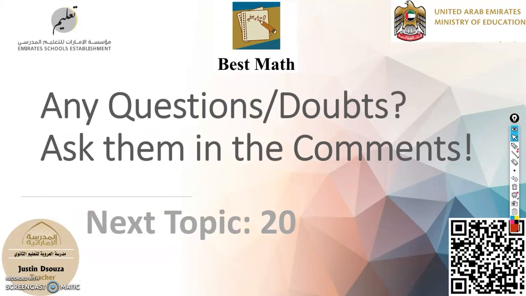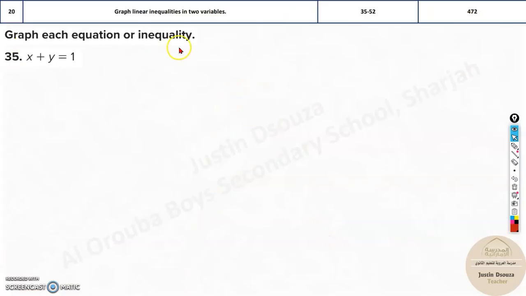The last topic in the part 2 is the 20th topic. Here we will graph equations and inequalities. Now, most important thing you must remember is, doesn't matter what is the equation, it's all about linear, so it will be only the power 1. You need to get this to slope intercept form. Y equals mx plus b. Doesn't matter what is the equation.